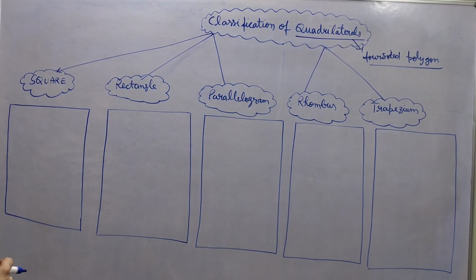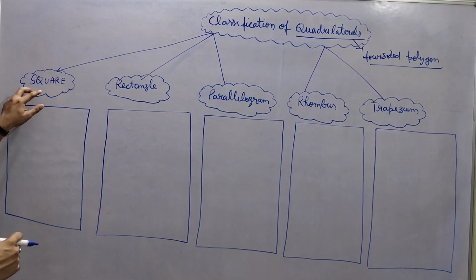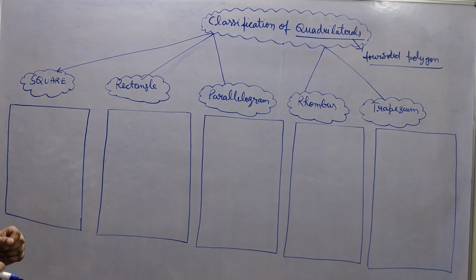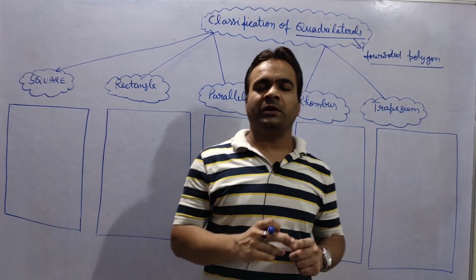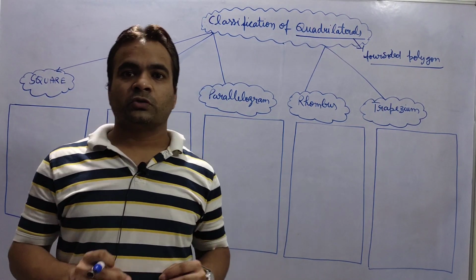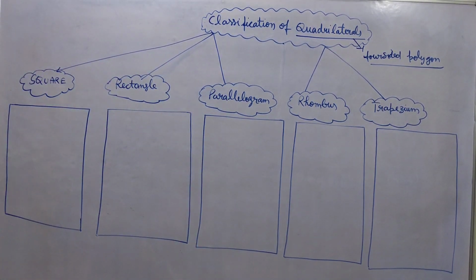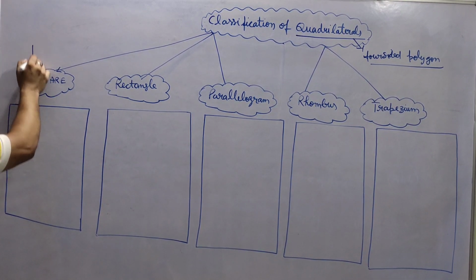The first quadrilateral, which is a four-sided figure, is a square. How can you identify that it is a square? What is the reason? How can you say that this particular quadrilateral will be a square? What qualities or conditions do you see in that figure? First of all, a square is in this form.